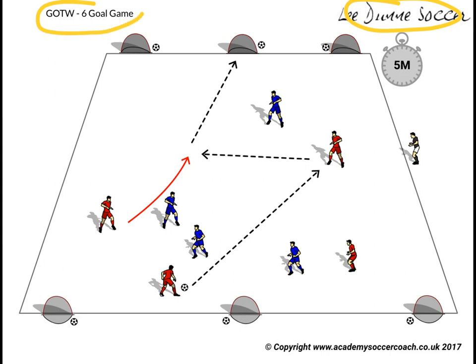This week we're looking at a 6-goal game. Pretty simple, as you can see from the layout. 6 goals, 3 goals for each team to try and score in. Your coaching position as always on a side, that way you can see the whole field.